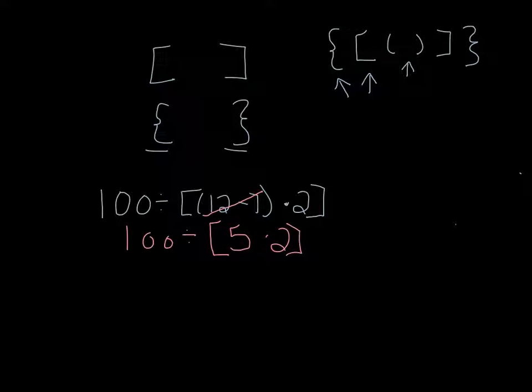And I'm going to do what's left in the brackets next. So that would be 5 times 2, which is 10. And now I bring down the rest of the expression. 100 divided by 10 would leave us with 10.